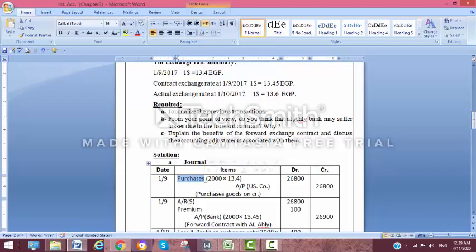And after that, but not paid by cash, this is accounts payable. You purchased the inventory and did not pay by cash. For now, how to record it in the journalized entry: purchases by debit and by credit accounts payable, that means the US company. Explanation: entry purchases goods on credit.